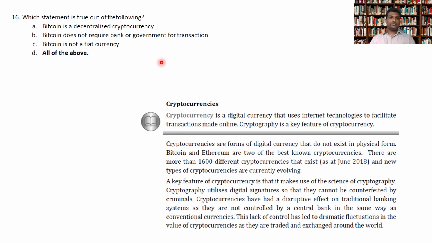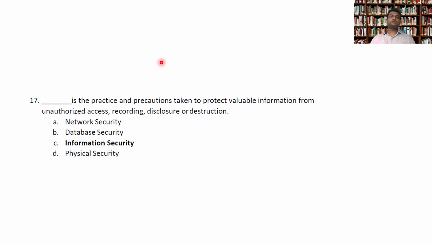Now let's look at question number 17. Okay, this question is about security. Now, before reading the question, let's look at these four answers. We have network security, database security, information security, physical security. I will start from physical security. What do you mean by physical security? Physical security is something that we are concerned about: the infrastructure being secured from physical damage.